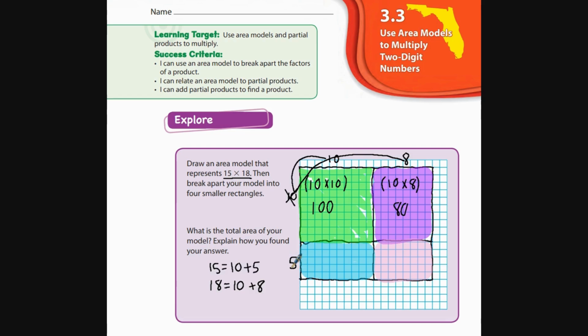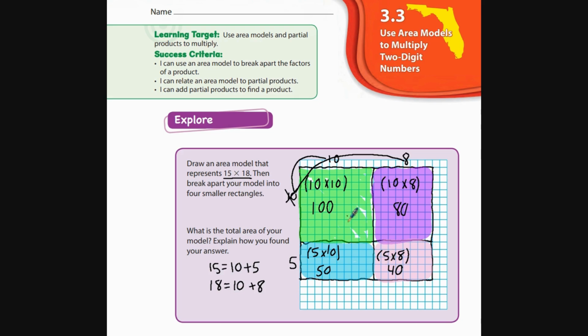Now let's go to 5. We're going to do the same exact thing, but with 5. So 5, parentheses, 5 times 10, close parentheses, which is 50. And last but not least, 5 again times this number on the top, which is 8. So 5 times 8, which is 40.